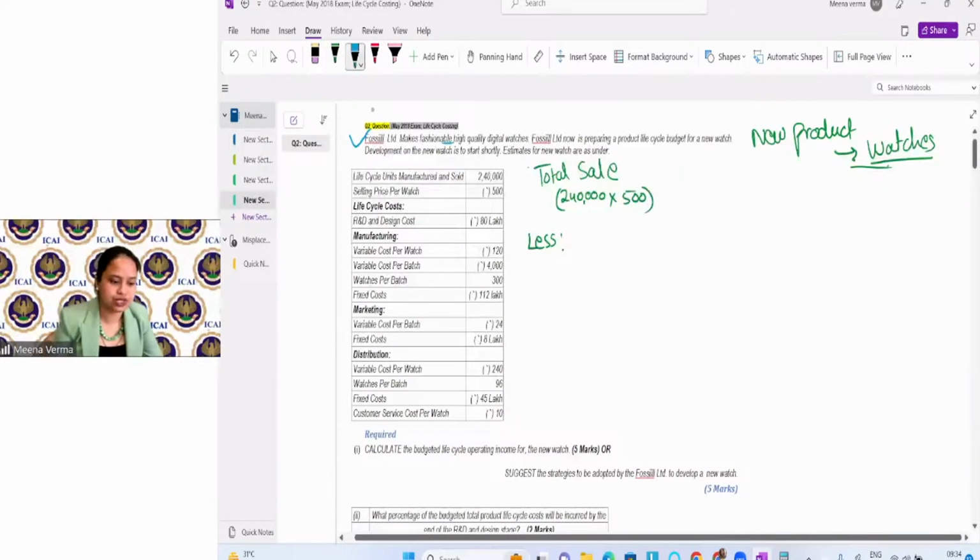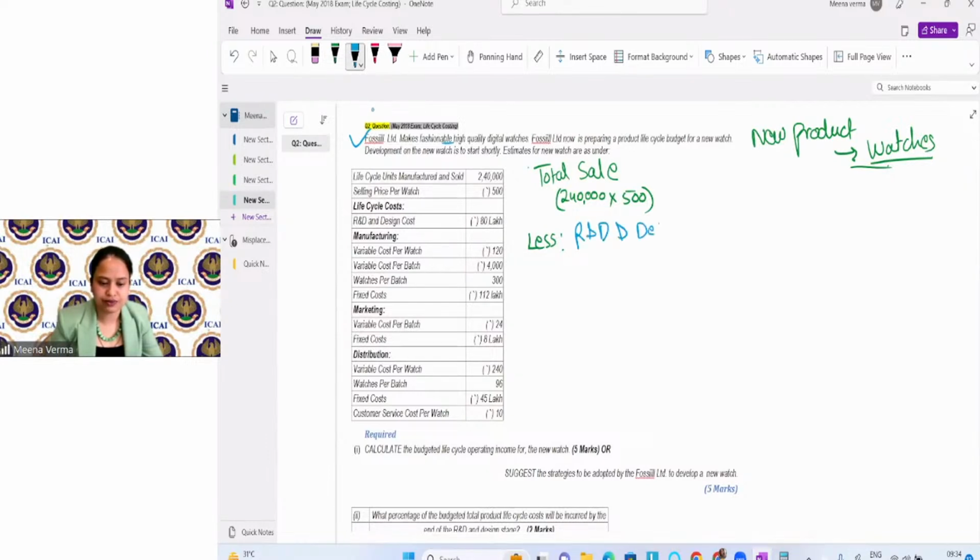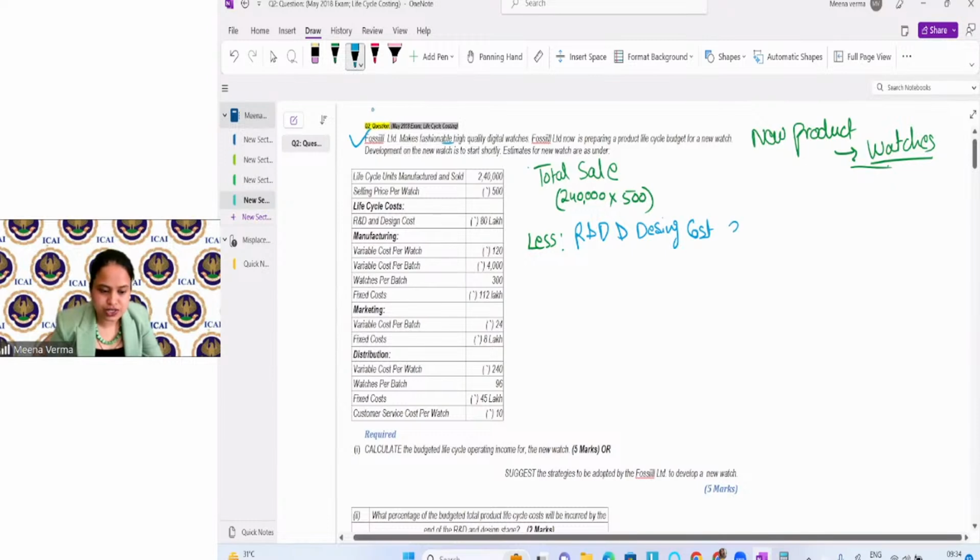What do we have to consider? Research and development and designing cost. Right? We have to consider this. What is it? Straight, it is given, what? 80 lakh. This is research and development and designing cost for the company. Next is what? We have considered this. All right. Next is variable cost, manufacturing variable cost, less.